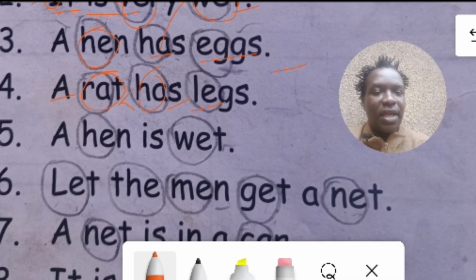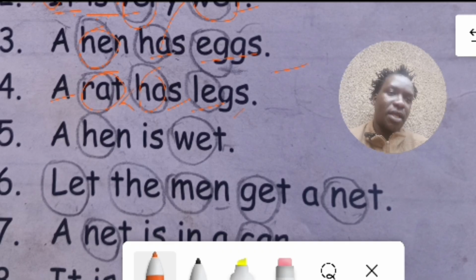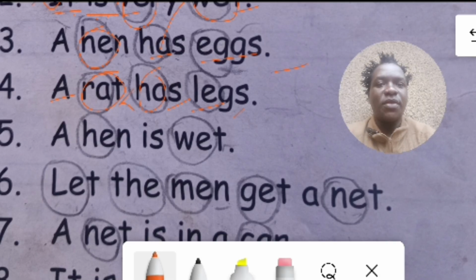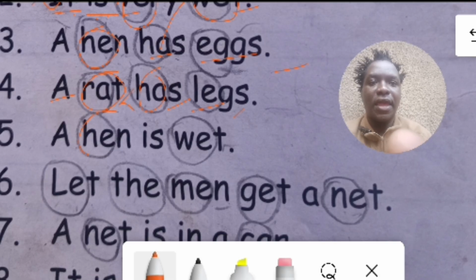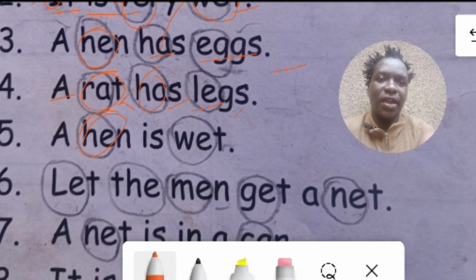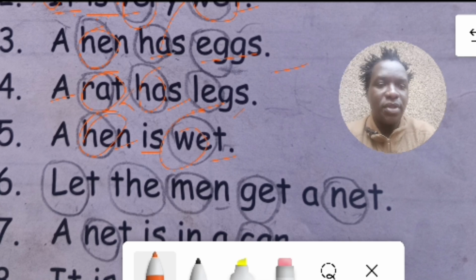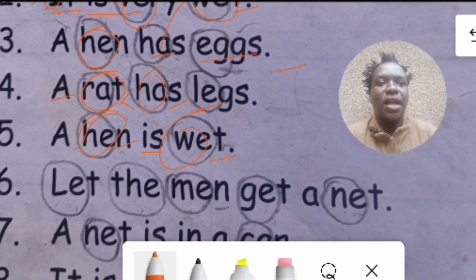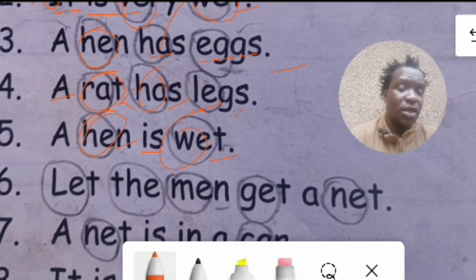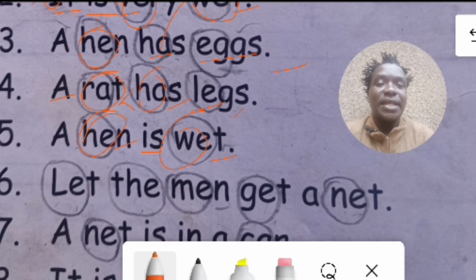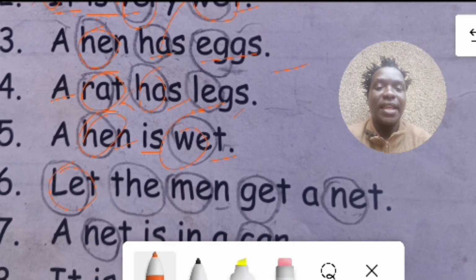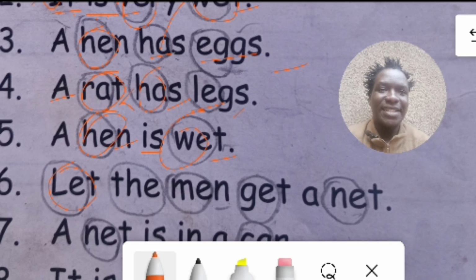Legs. Okay, l, a is le, with g, leg. And then you add the s is the one that makes it legs. Then 5, hen. Okay, h, a is ha, with n, hen. Is wet, w, a is we, okay, this is we, with t is wet. Yeah, here we're just playing with consonant and vowel. And then this is le, l, a is le, with t, let.